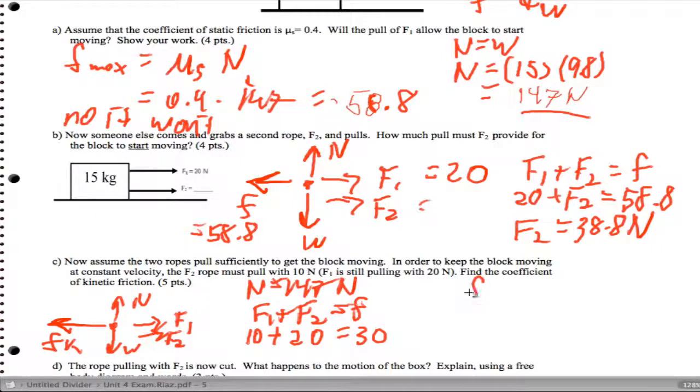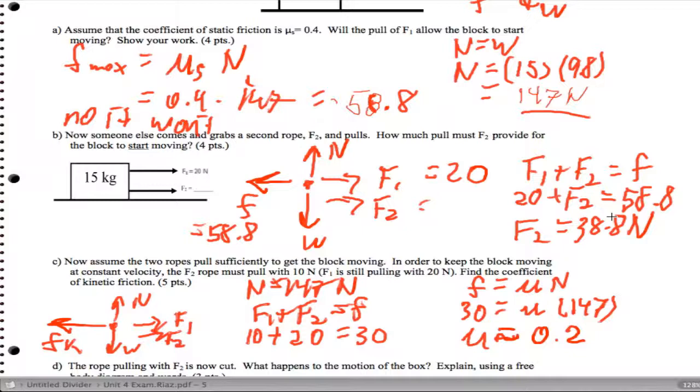So now friction is f equals mu N. That's the formula we use. So we're going to end up getting 30 equals mu times 147. And so I'm going to get mu. I'm going to round this a lot. Mu is going to be about 0.2 when I calculate it out. A little bit bigger than 0.2.